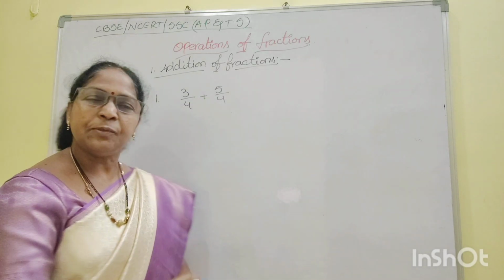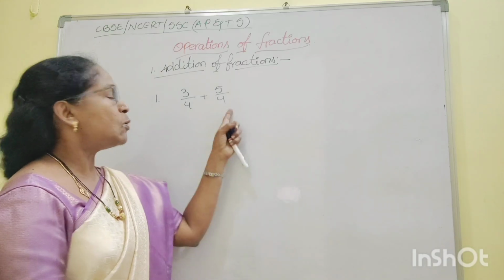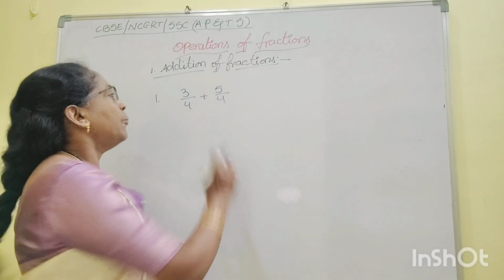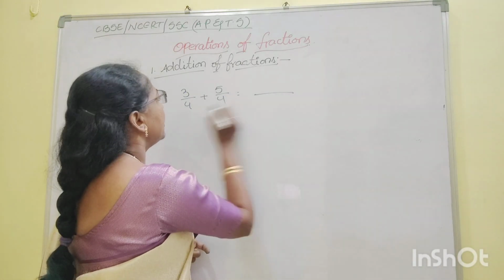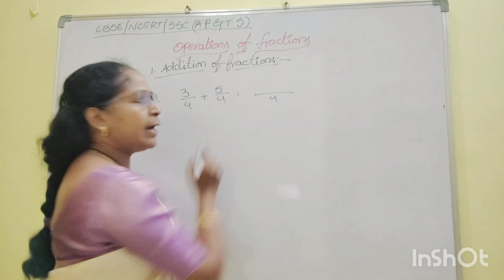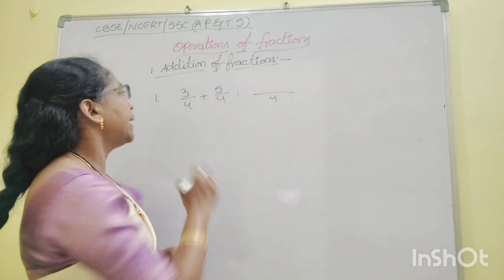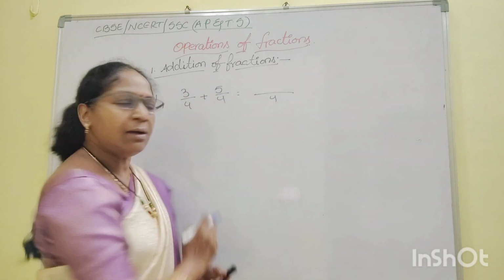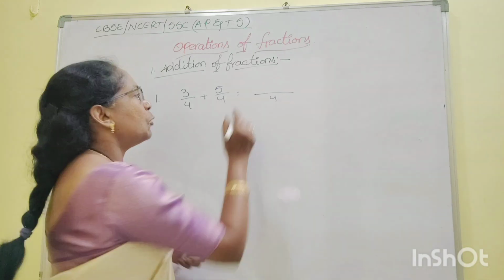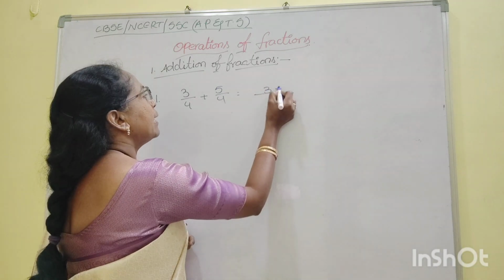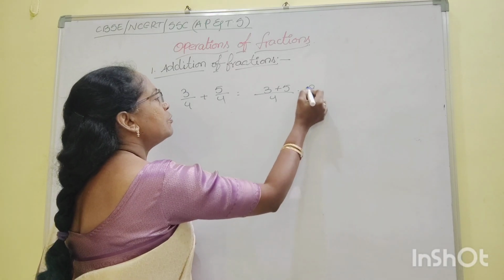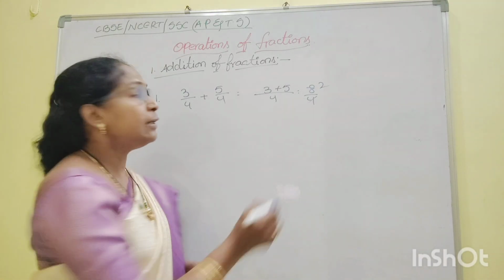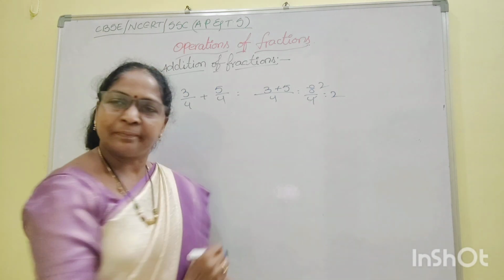If you observe these two fractions, these two are like fractions. Whenever like fractions are given, you simply write the denominator as it is and you can add the numerators directly. What are the numerators here? 3 and 5. So you can add directly: 3 plus 5 equals 8 by 4, and 4 divides 8 two times. Directly you can write the answer 2.